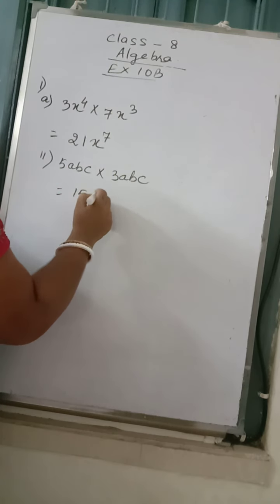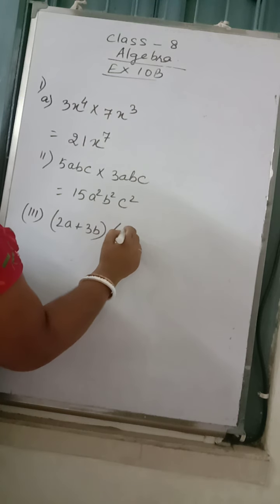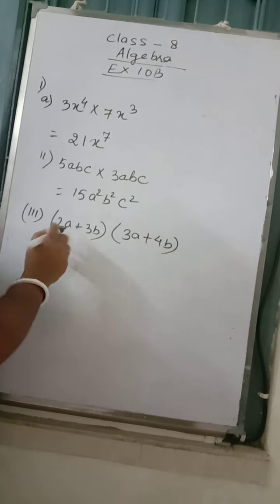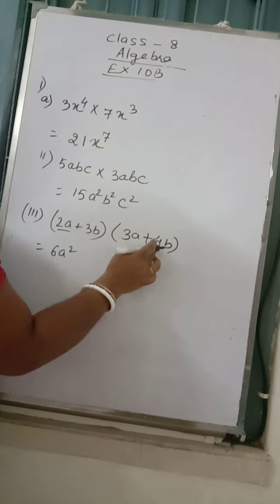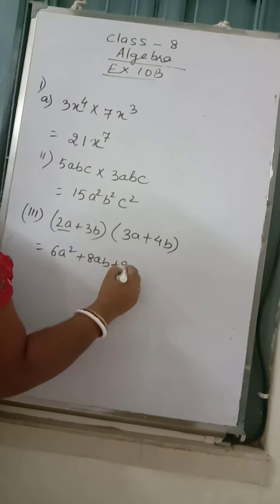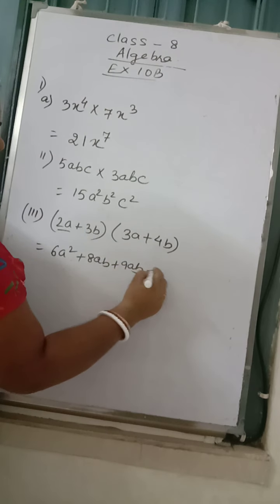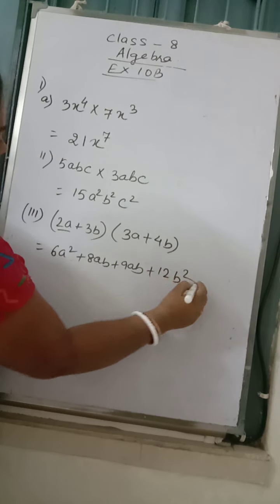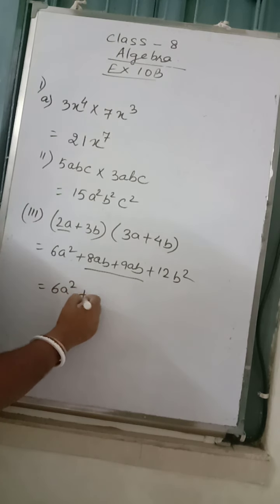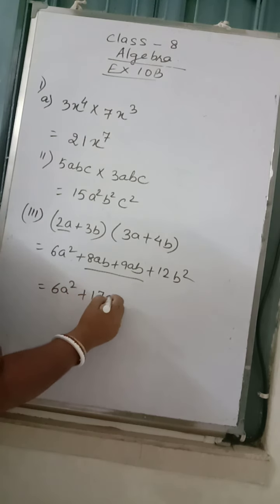Okay, look at number 3. Here you have to multiply a monomial by a binomial. You have two terms to be multiplied with two terms. First we'll multiply 2a with both the terms. 2 threes are 6a square, 2 fours are 8ab, 3 threes are 9ab, plus 3 fours are 12b square. You can see 8ab and 9ab are like terms, so we'll add them together. That gives you 17ab plus 12b square.